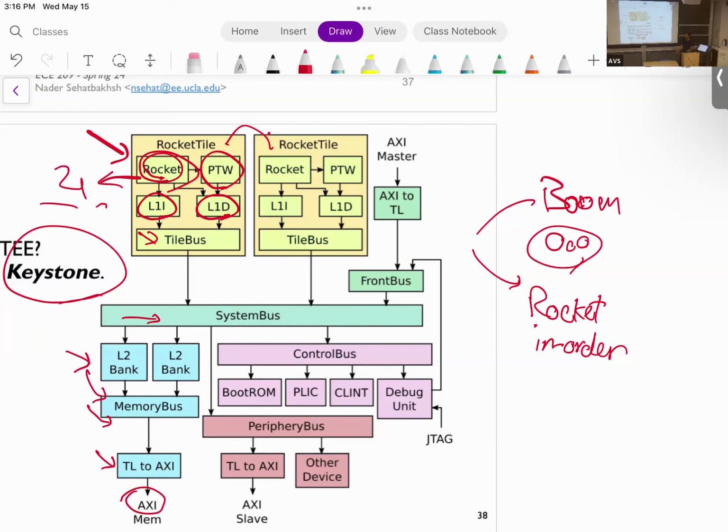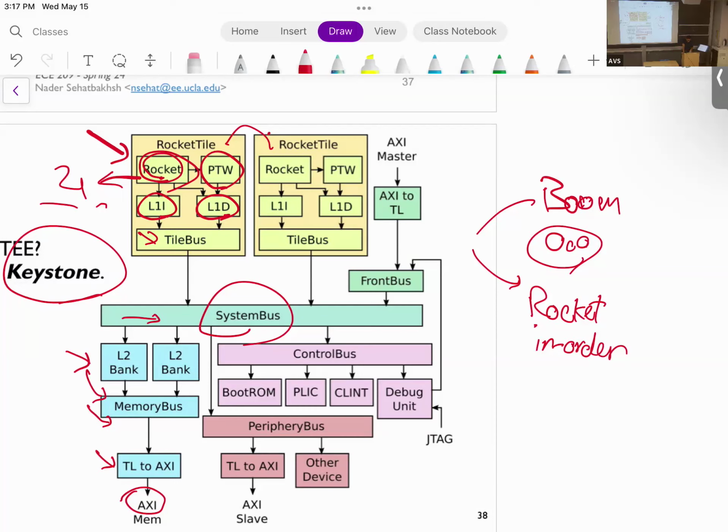So AXI, you can think about it as this protocol for communicating to the memory. There could be tons of other protocols that one can use. AXI is just one example of this. The system bus is also connected to a bunch of other things. Not necessarily your system needs to be just cores and memory. You have peripherals, you have IOs, you have RF, you have all those other things.